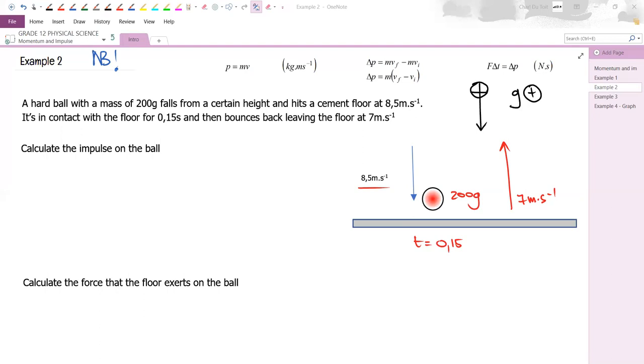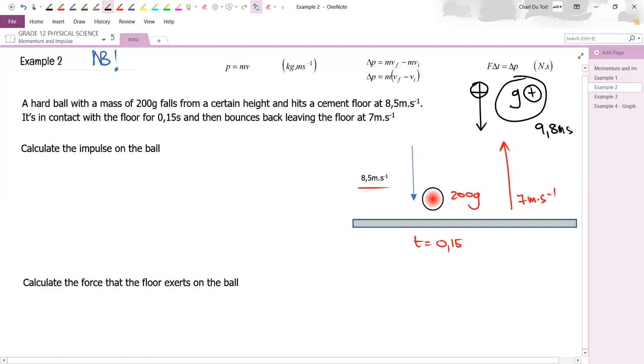Okay, so I'm going to choose downward movement as positive always. Why? Because then your g value is automatically positive, and g is 9.8 meters per second squared. If you choose upwards as positive, you are going to forget that you then have to use a negative g value, and then your sum is going to go wrong. Very important. We're going to do a whole chapter of vertical movement, and this is just to help you so that you do exactly the same in that chapter. Okay, let's go through the sum.